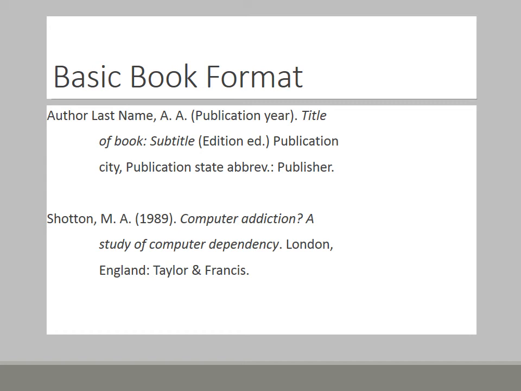In parentheses, then you'll have the publication year, the title of the book. The main thing to remember here is you only capitalize the first word of the title, the first word of the subtitle, and any proper nouns or adjectives. And then you're going to have the publication city and publication state, or publication city and publication country. You must have both. You cannot leave one out. And then you're going to have the publisher.